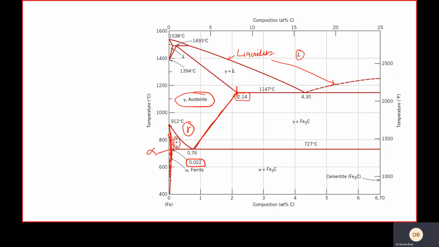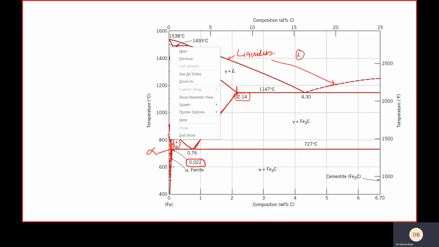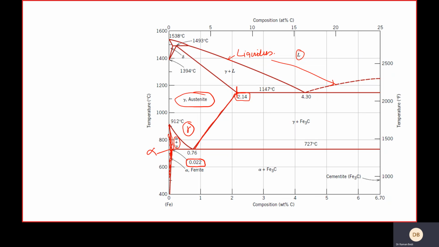In between these two, you have the one-to-one rule. So if I draw a line here, it tells me that if this is alpha and this side is gamma, in between this must be alpha plus gamma. Very clear? Alpha plus gamma. Similarly, we have seen this is alpha plus liquid. And after the maximum solubility line is this one. When you keep on adding more carbon, the Fe3C phase precipitates. That is, now it will be gamma plus Fe3C in this region.